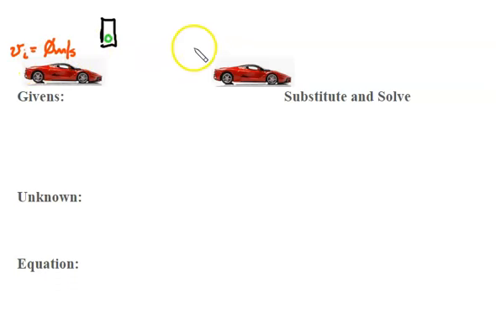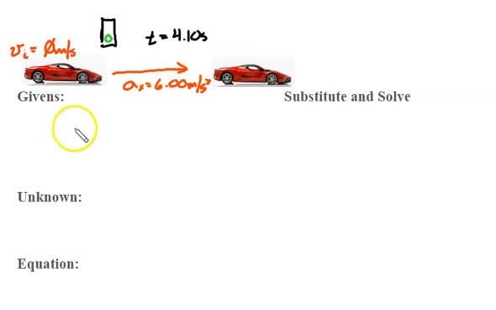Later on in the question, it tells us that Ben accelerates in the x-axis at 6.00 meters per second squared. And there's only one more bit of information that the question gives us, and that is time equals 4.10 seconds. Given this information, we can figure out displacement.